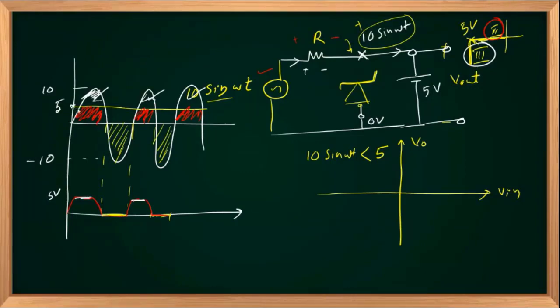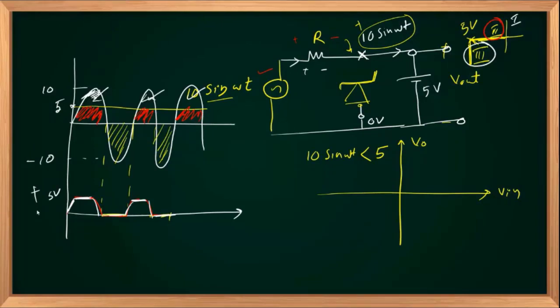So based on three different modes of operation, region 1, region 2 and region 3: in region 1, output is 0. In region 2, Vout equals Vin, same shape. In region 3, in breakdown mode, Vout is flat, constant, positive 5 volts.